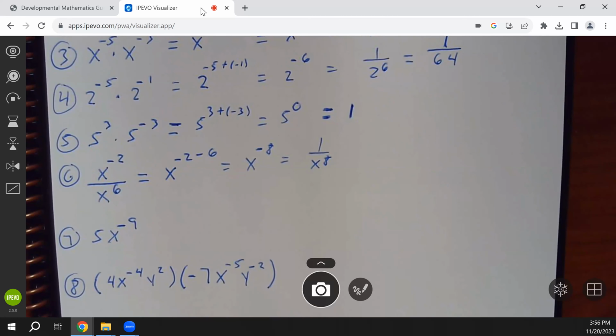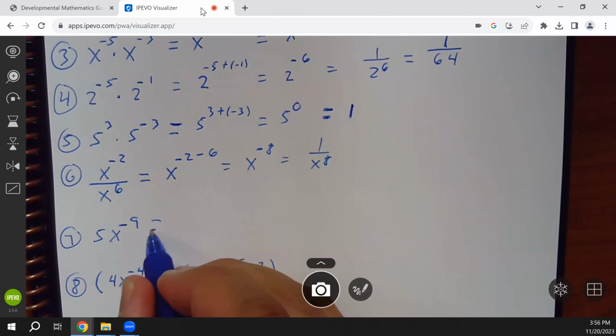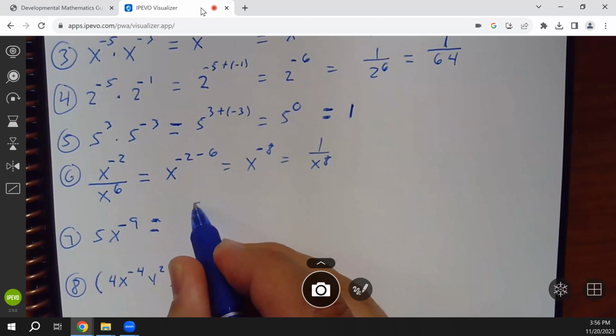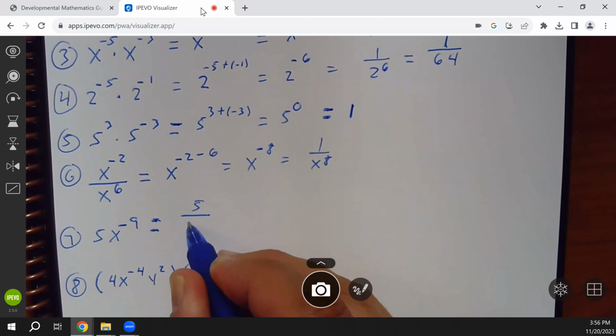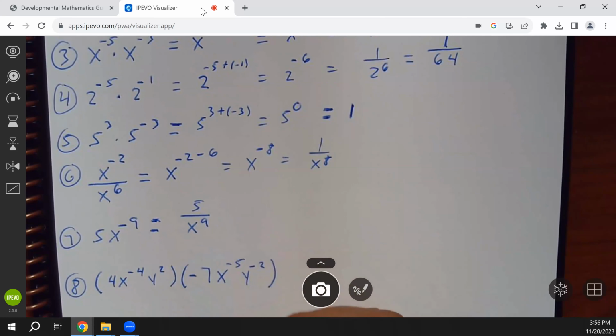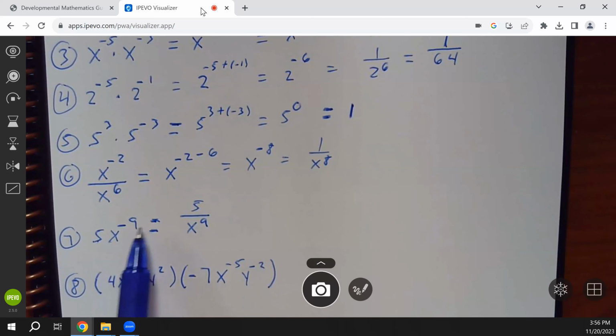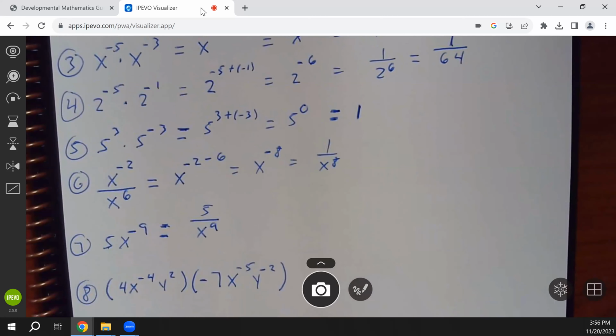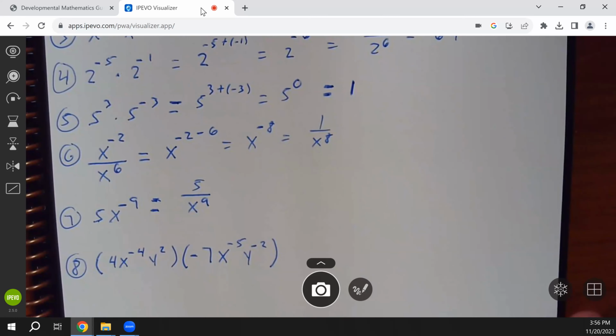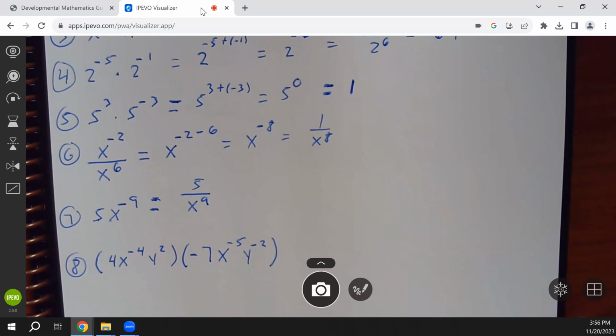Negative. Bring it down. But you don't mess with the 5. There's no power on the 5. There's -9 on the x. That makes sense.